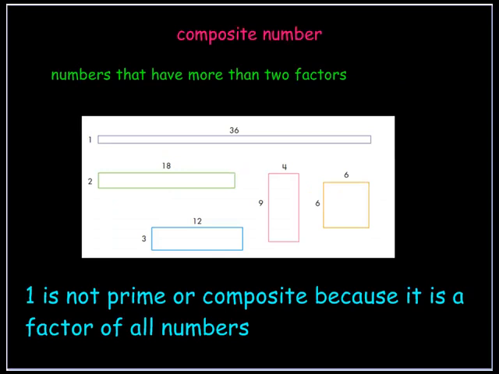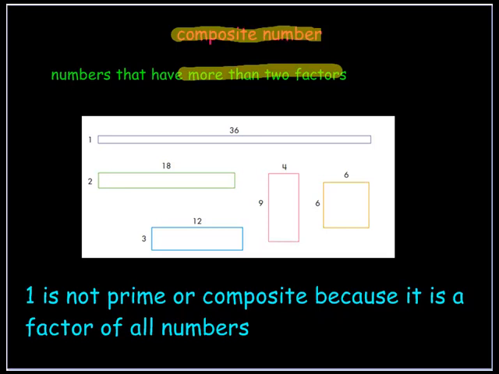Composite numbers would be the opposite of prime numbers, and this may be a new word for you as well. Composite numbers, let's think about you make a composition, you build a number. So composite numbers are numbers that have more than 2 factors, and you can build these numbers several ways.